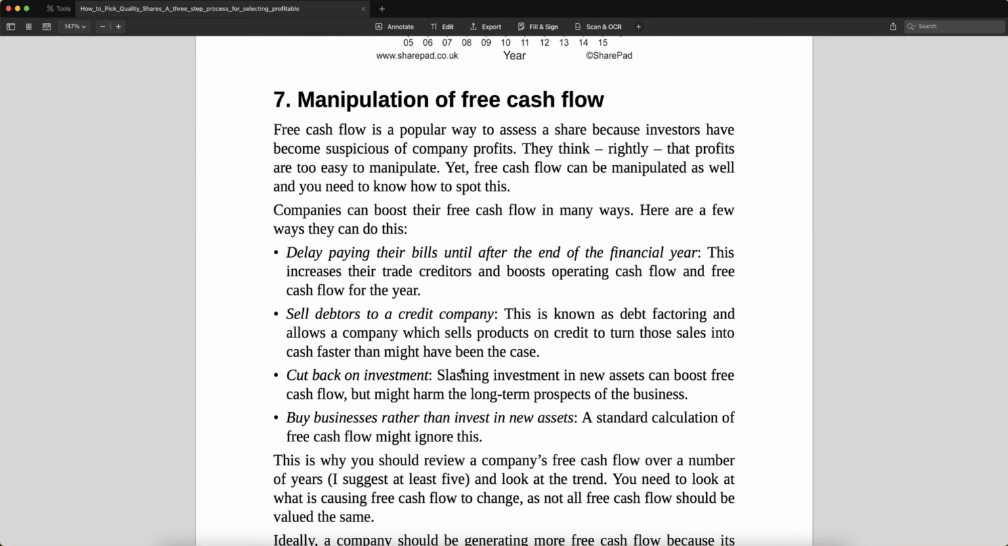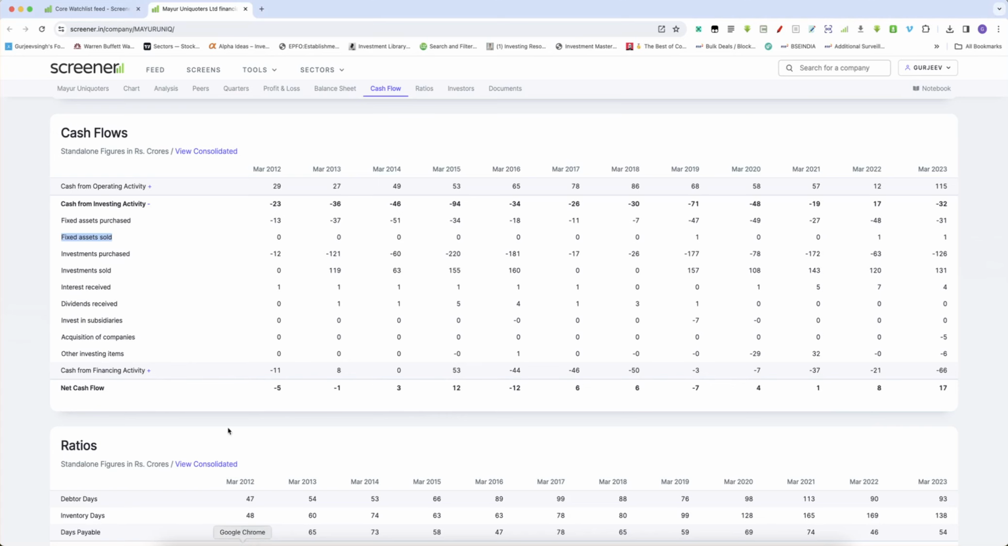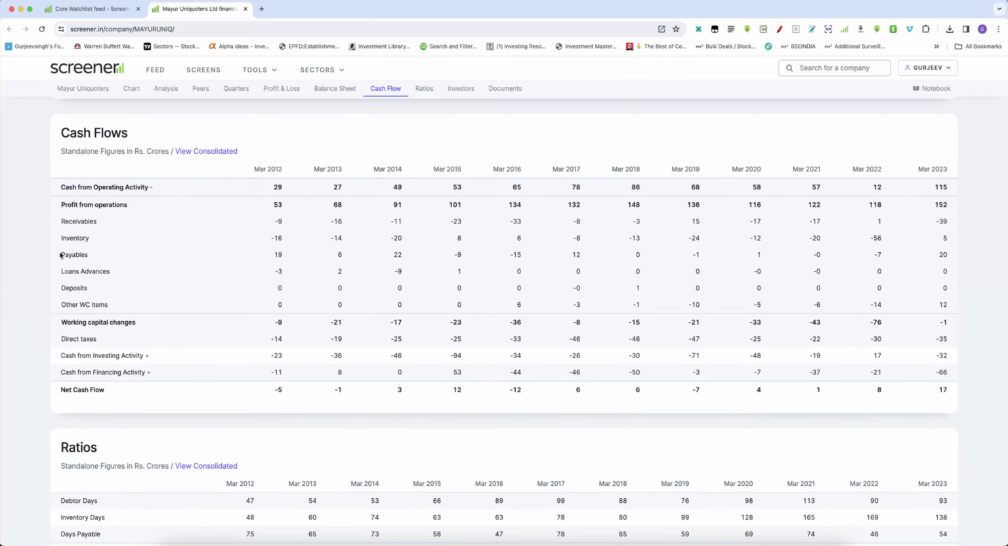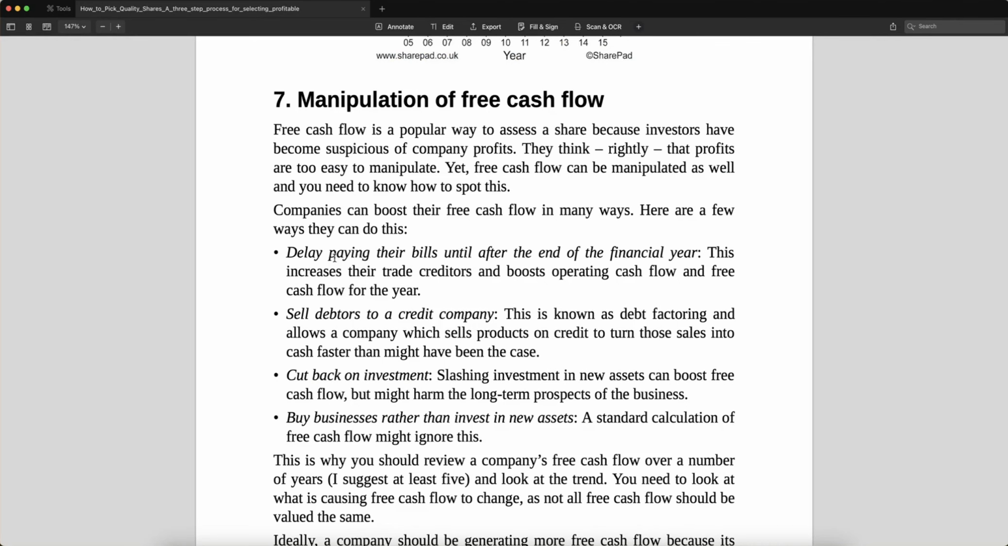Now how can free cash flow be manipulated? Now this is a very deep concept. He is giving only small insights over here. Delayed paying bills. What do I mean by delayed paying bills? My creditors will increase. If my creditors increase, this number on the cash flow will go positive, which is payables. So this is positive. So I have delayed my payables, and that is why my cash flow will increase. So you can delay your payments.